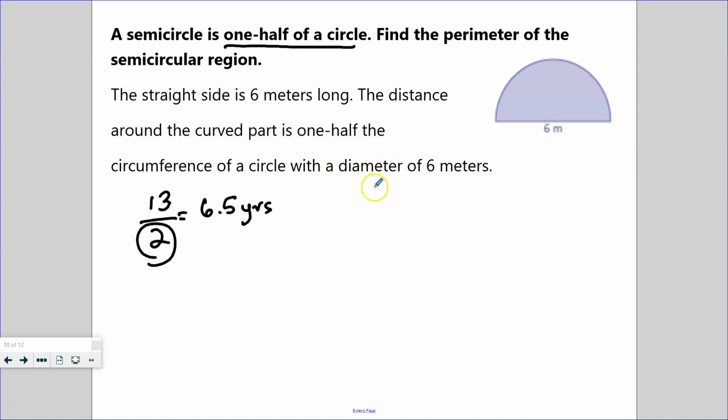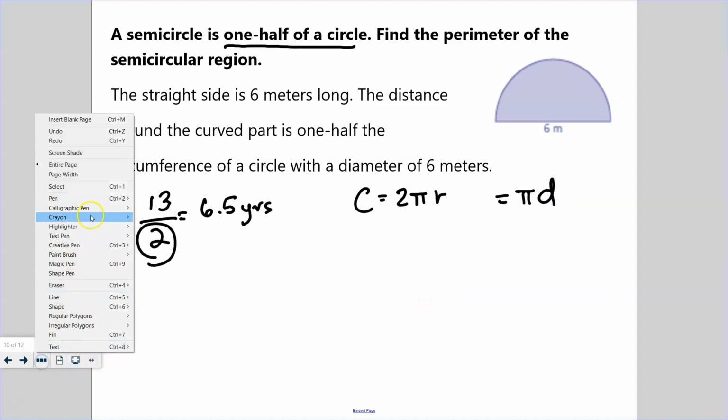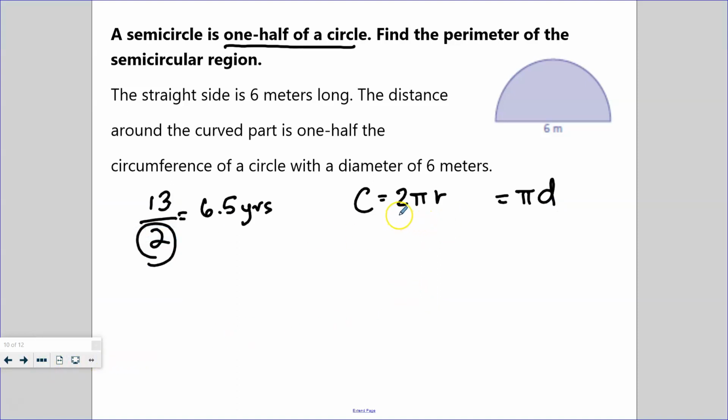All right. So if we're looking at the distance around, circumference equals 2 pi r, or it equals pi times diameter, right? I'm going to use a different color so you can see. We're going to divide by 2. And so the distance around the curved part is 1/2 the circumference of a circle with a diameter of 6 meters. Now remember, the diameter is all the way across, so from here to here.